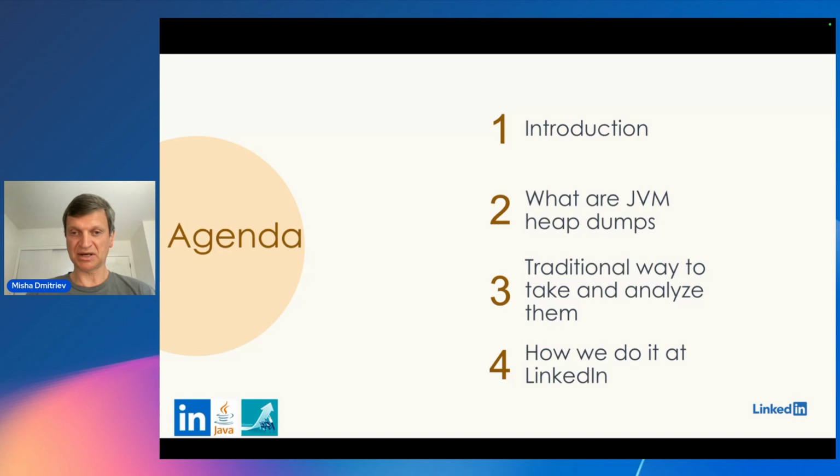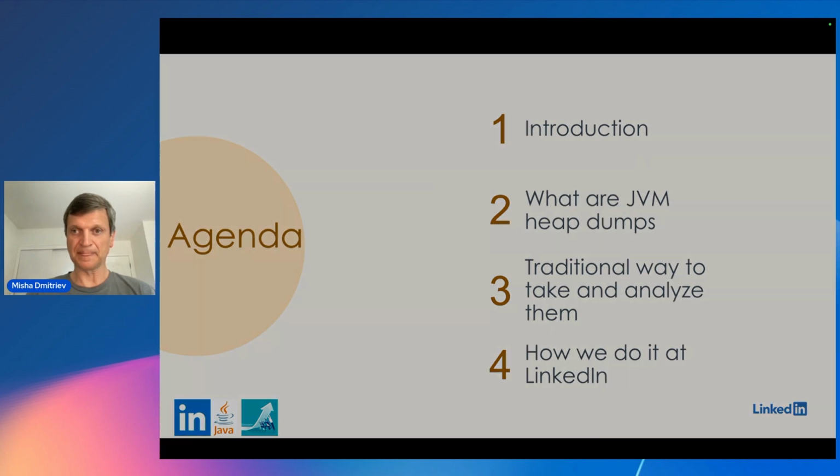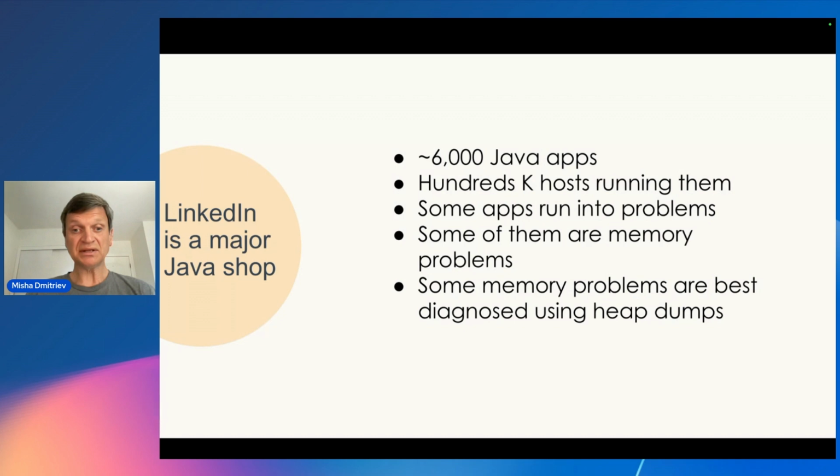Used traditionally and how we now do that at LinkedIn. So LinkedIn is a major Java shop, really. We have on the order of 6,000 Java applications. We have hundreds, thousands of hosts running these applications. So there are lots of instances of each app, and inevitably at this scale, some apps will run into problems sooner or later. Some of these problems are memory problems, and some memory problems are best diagnosed using heap dumps.